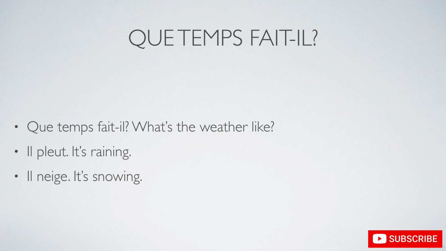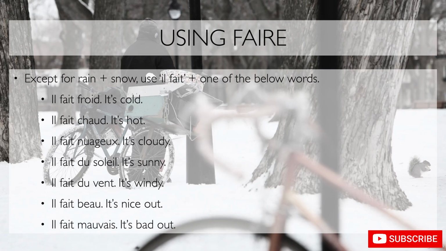So moving on, we're going to talk a little bit about the weather. So how do you ask about the weather? We would say, que temps fait-il? What is the weather like? Que temps fait-il? And some typical responses you hear is il pleut, which means it's raining, or il neige, which means it's snowing. So il pleut and il neige are different from what we're going to talk about today in terms of the other weather, but when you say it's raining or it's snowing, we would use il pleut or il neige, and I'll talk about why in a little bit.